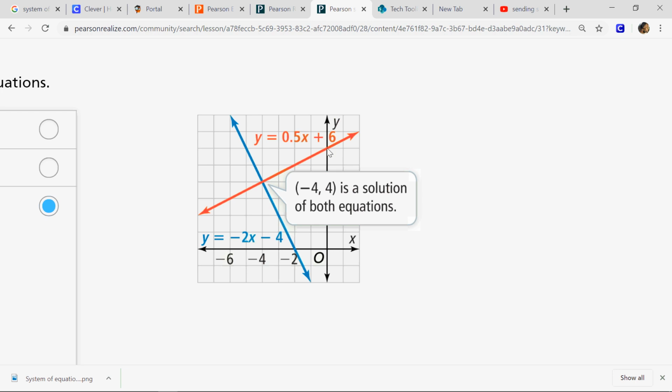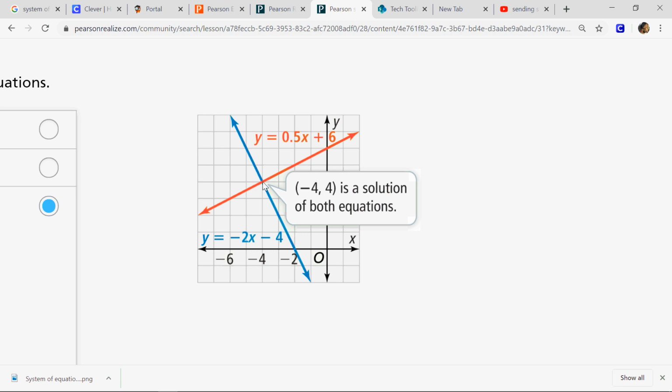This point right here, that is 0 for x, because here's my x-axis, and I'm at 0. My y value is 6, so that point is (0, 6). So that point (0, 6) would make this equation true. We can plug it in, and if I plug in 0, this becomes 0. 0 plus 6 is 6, and then y is 6 over here. So 6 is on the left, 6 is on the right. Every point on a line is a solution to the equation that you just graphed.